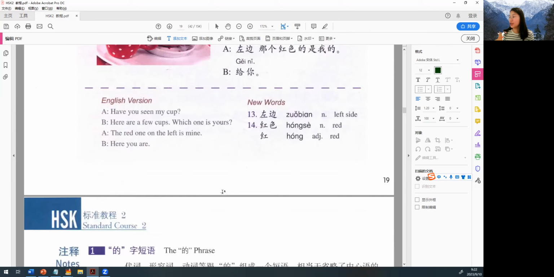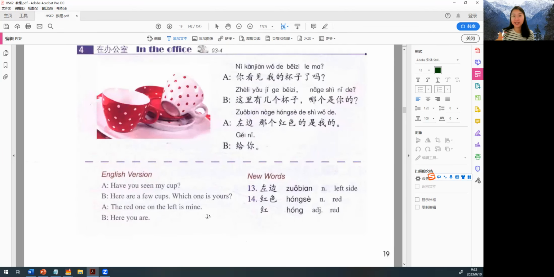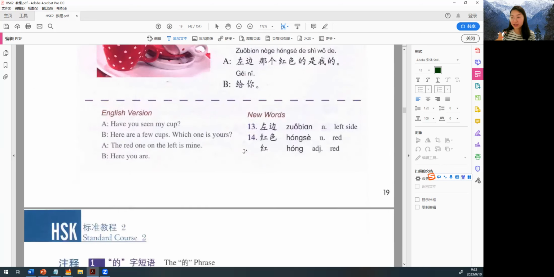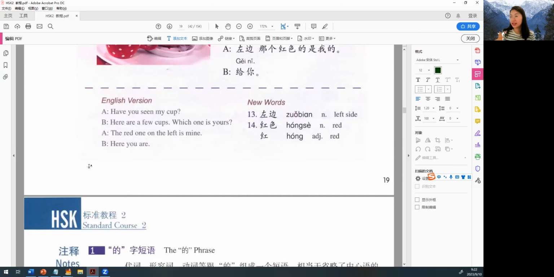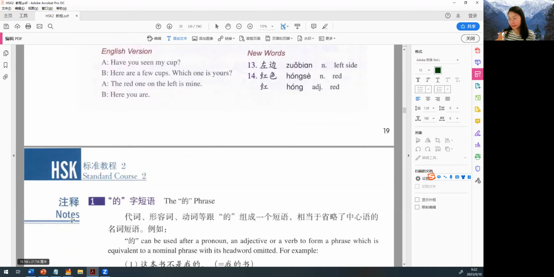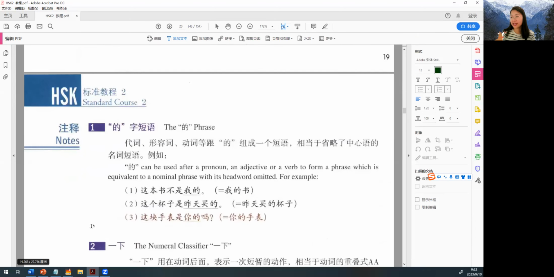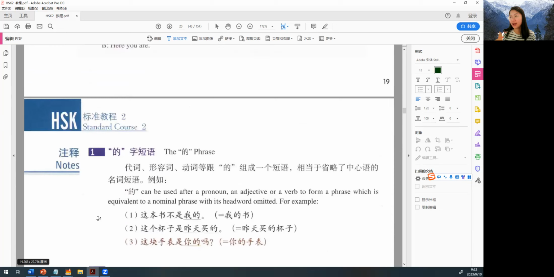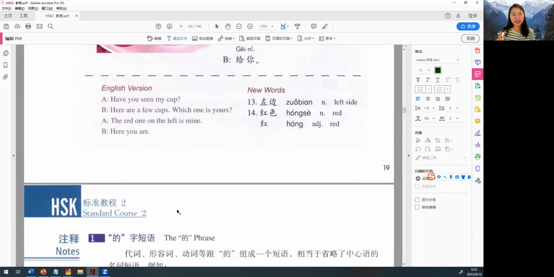All right, so we will finish today's class, and in our next class we will continue lesson 3 of the notes and the characters.